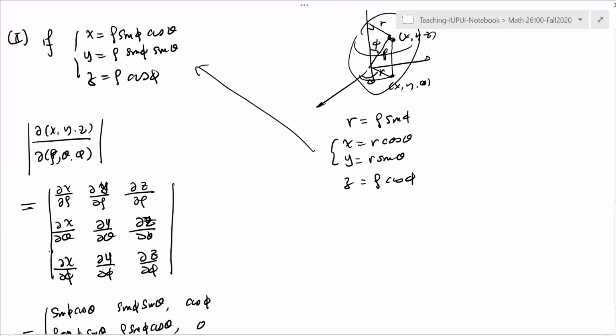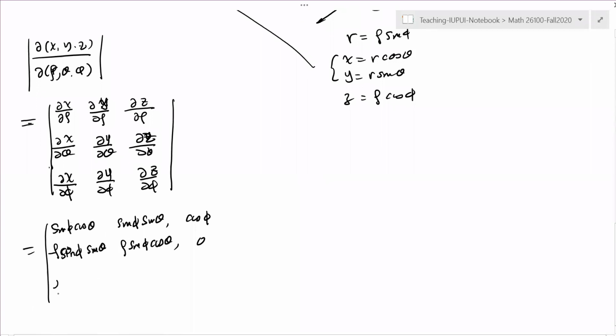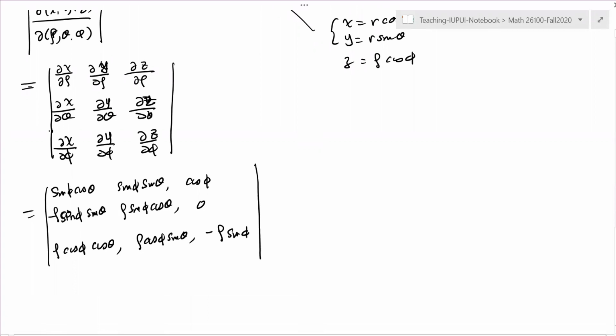Then we differentiate with respect to phi. That will be rho cosine phi cosine theta, rho cosine phi sine theta, and then the last one will be negative rho sine phi. Okay, now you have to find the determinant.